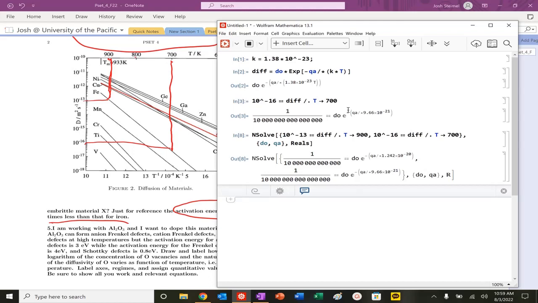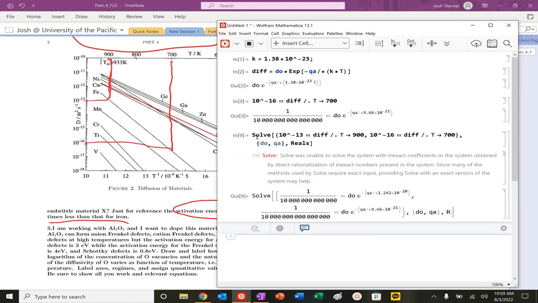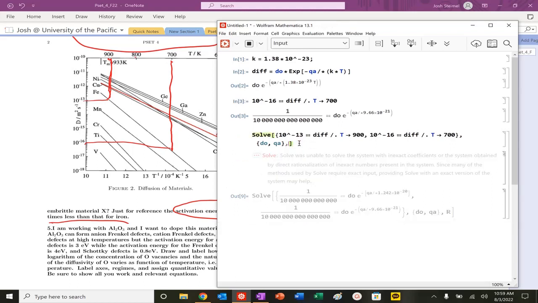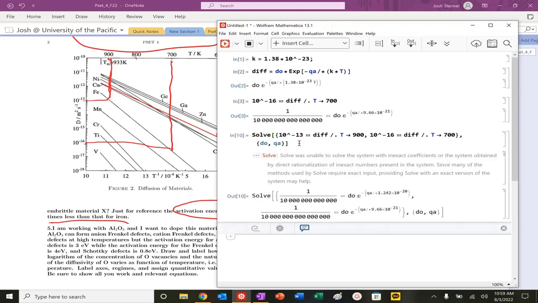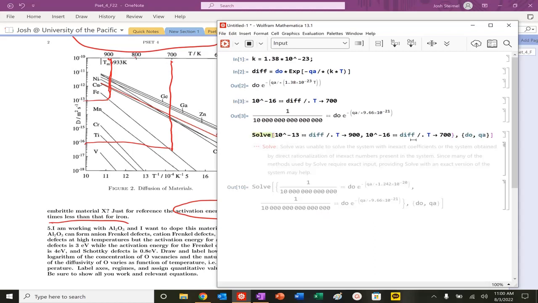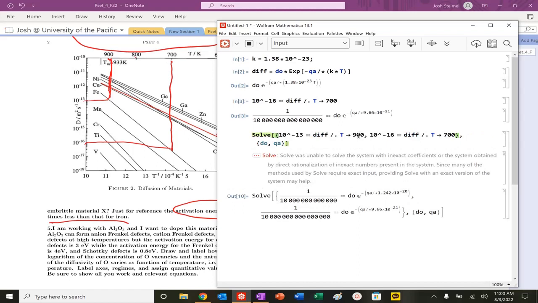So occasionally Mathematica will freak out here. And whenever you're doing these exponential functions, it really is not liking it. But I think that I have a syntax error for some reason. I think the problem is in this solve function. We may be able to do, I think we can do this. Could do an and.